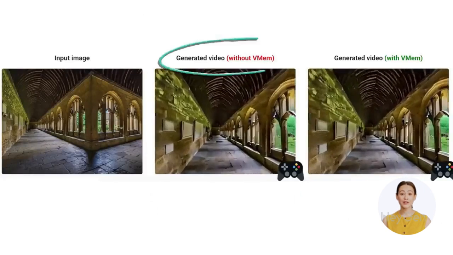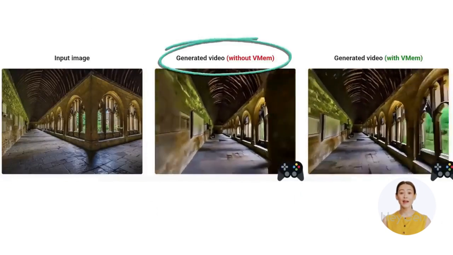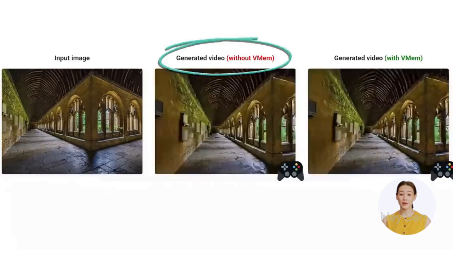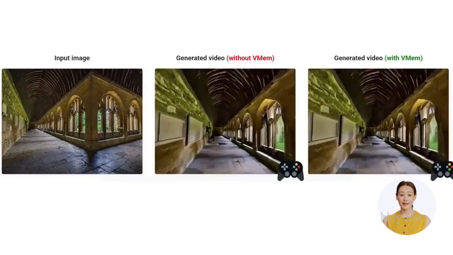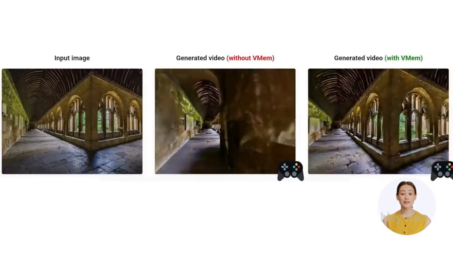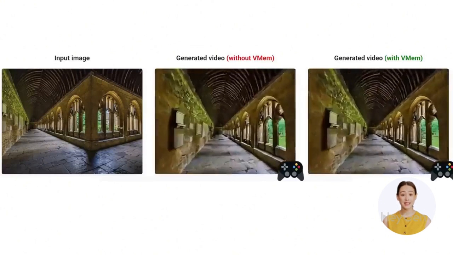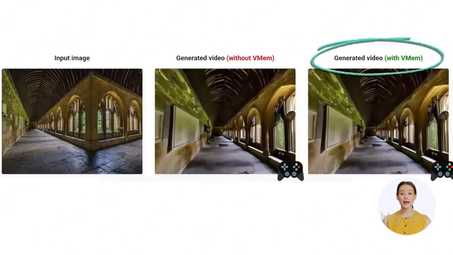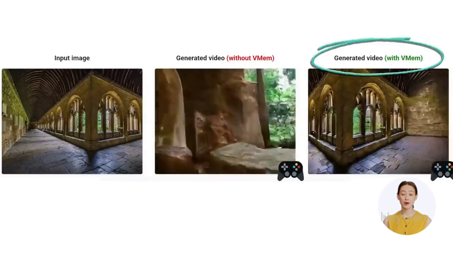In other words, as you can see from this video in the middle, if you walk forward in the 3D world for a few steps and then walk back again, the scene could be completely different because it doesn't actually remember the scene from before. But this new AI, VMem, is able to solve this problem.